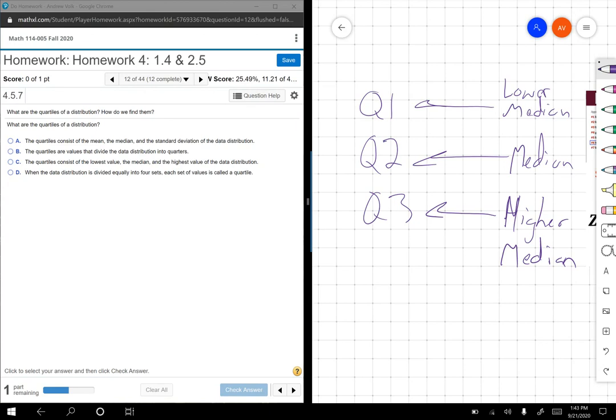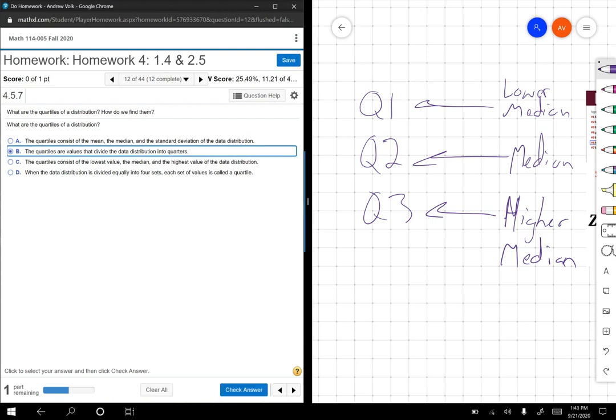So let's look at our choices. The quartiles consist of the mean, median, and the standard. No, that's not quite right. The quartiles are values that divide data distributions into quarters. That's actually pretty good. The quartiles consist of lowest value. No, not the lowest value. The data distribution into 4 sets, each of which is called a quartile.